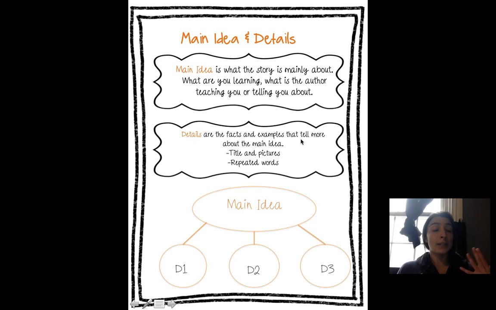Maybe the title gives you a really good explanation of what you're reading. There are going to be pictures in your text, and maybe your pictures help you, so you can describe what's going on in the pictures. And then you want to look for repeated words. If you're reading about an oak tree, say, and the word oak tree keeps being repeated, that's a hint that I see this word a lot, so it must be something with the main idea. You could say a detail from the story is that this word is repeated multiple times.